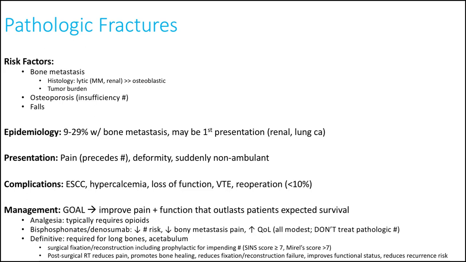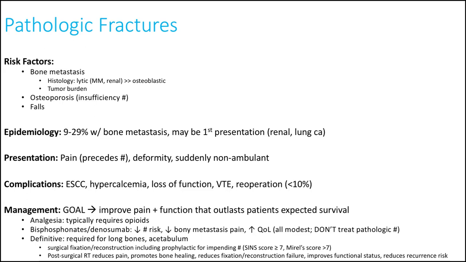Complications of pathological fractures include spinal cord compression, which can happen acutely or due to mass effect from a tumor. Hypercalcemia happens in these patients as they do have bony metastases. Also, the loss of function and mobility in and of itself, but also leading to venous thromboembolism. Typically, these patients do need operation in terms of definitive management, and that operation or fixation can fail and reoperation can happen, but less than 10%. Really, the main goal in management is to improve pain and function and to choose something that will outlast the patient's expected survival and be in line with their goals.